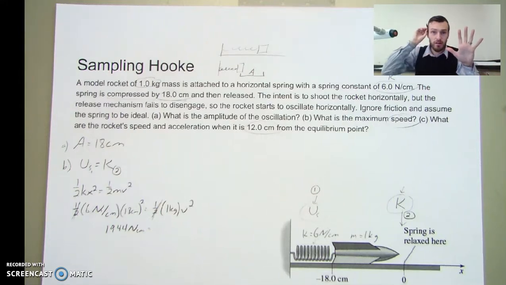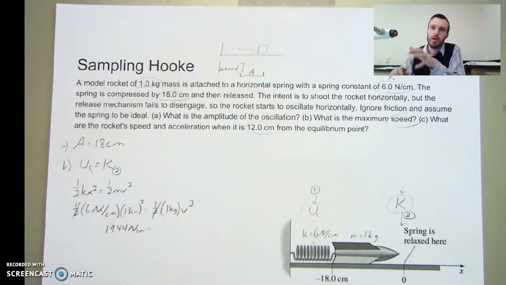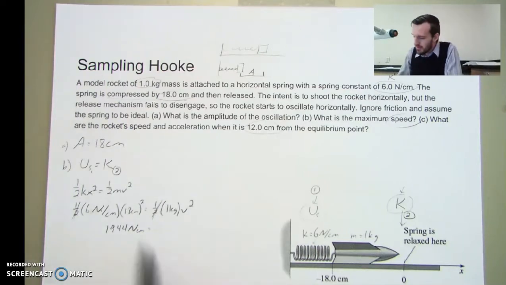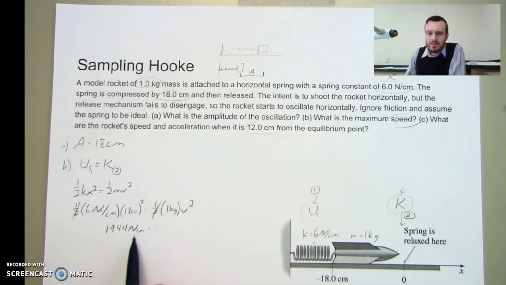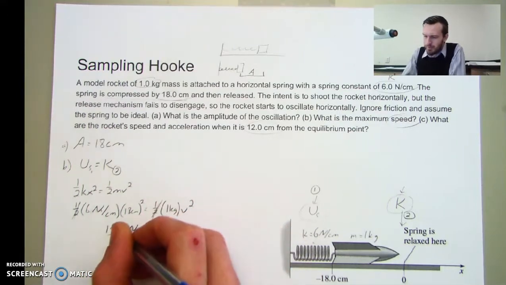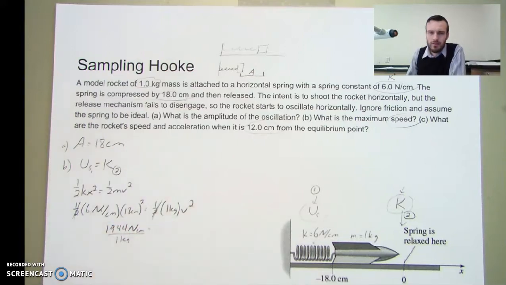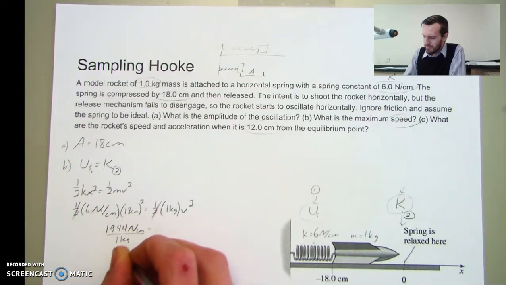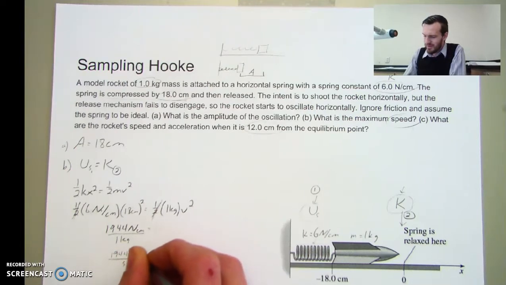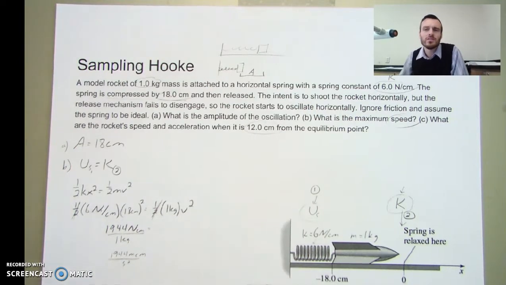Big time fatal error. Anytime you are doing a physics problem, you should always get into standard international units as soon as possible, which means centimeters are out of the question. Because you notice when we get to this point, we have newtons times centimeters divided by 1 kilogram. What unit even is that? That would be 1944 meters per second squared times centimeters. Oh yeah, meters, centimeters, all the time, right? Well, okay, maybe not the best idea.